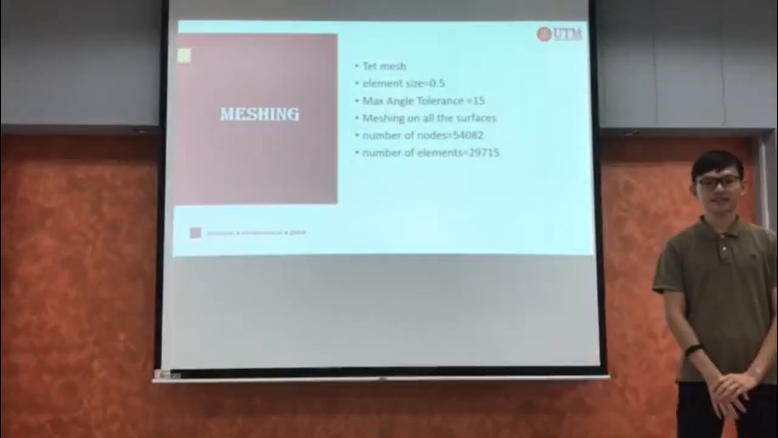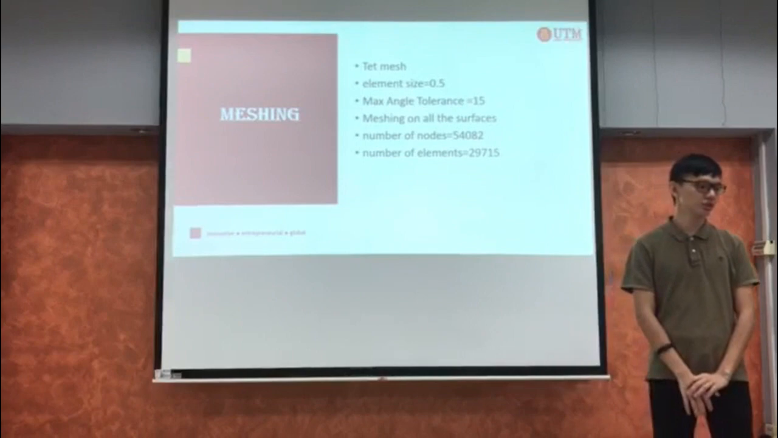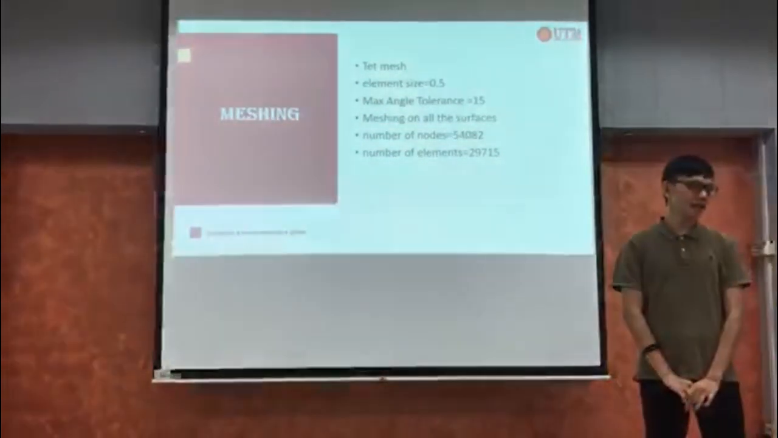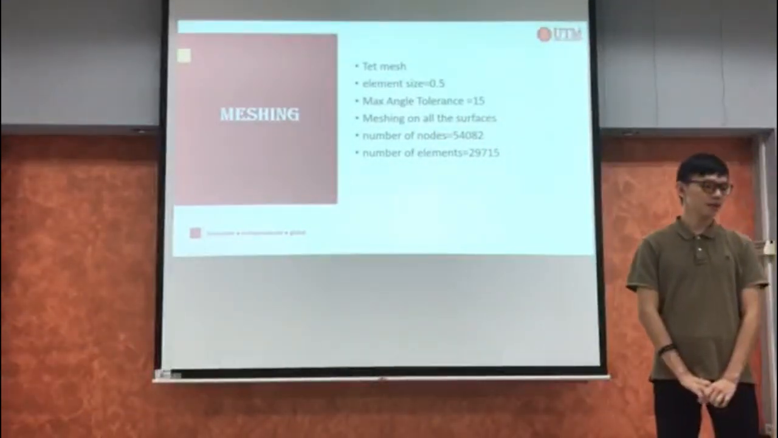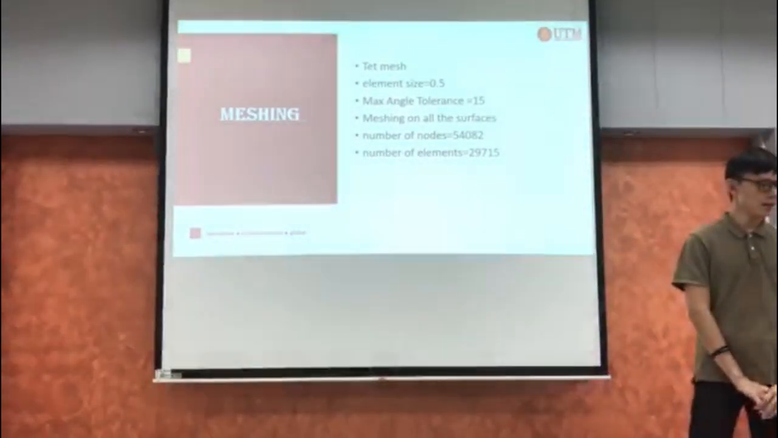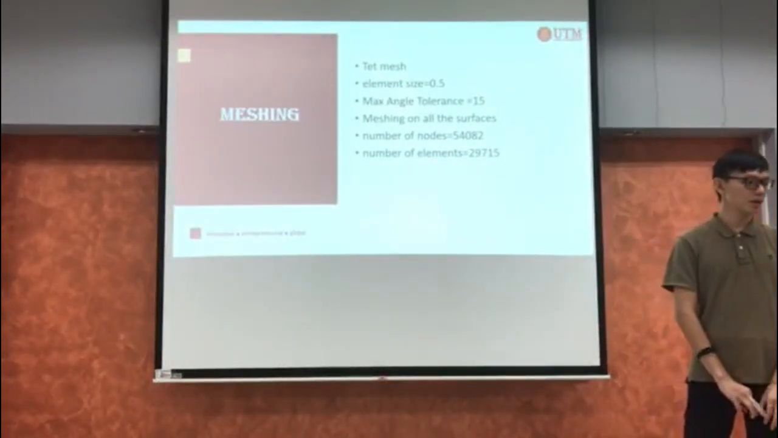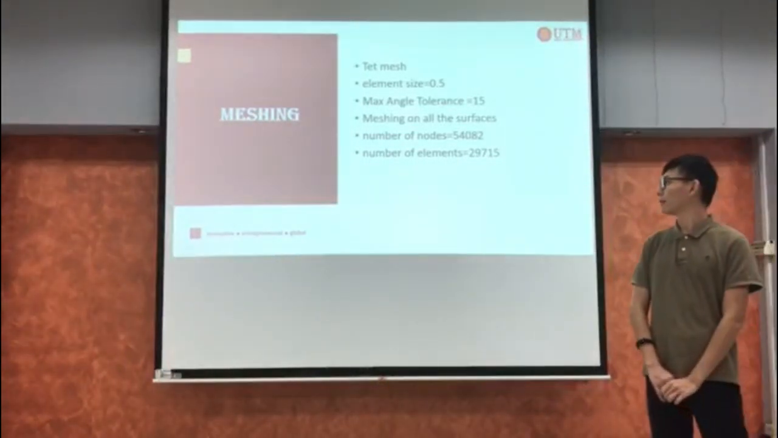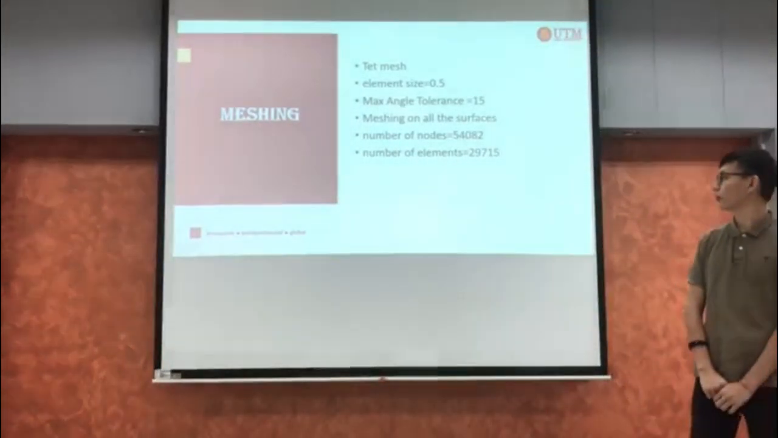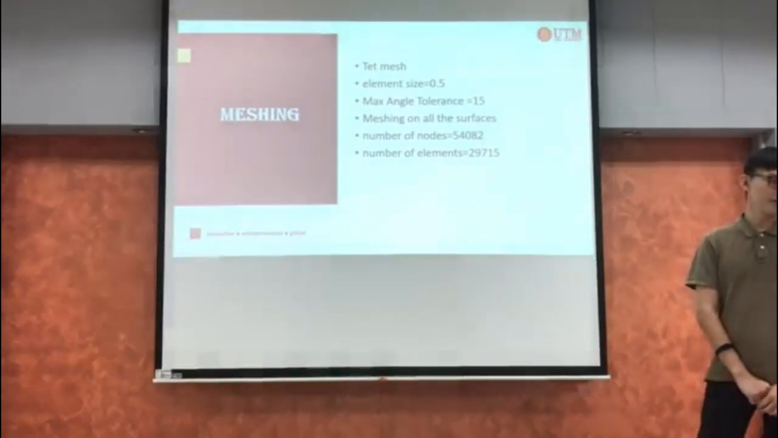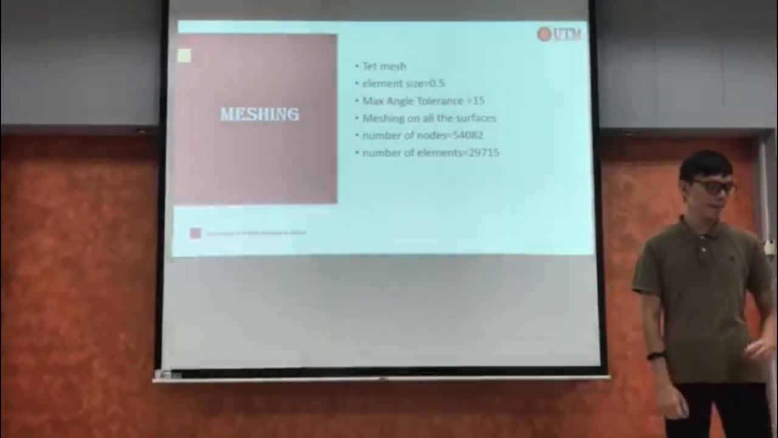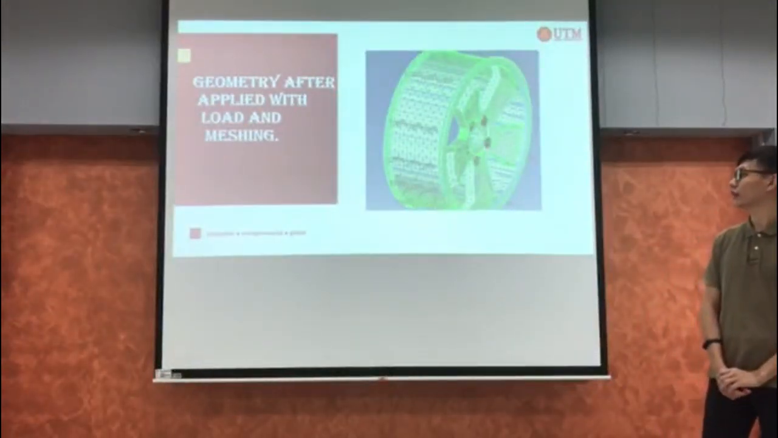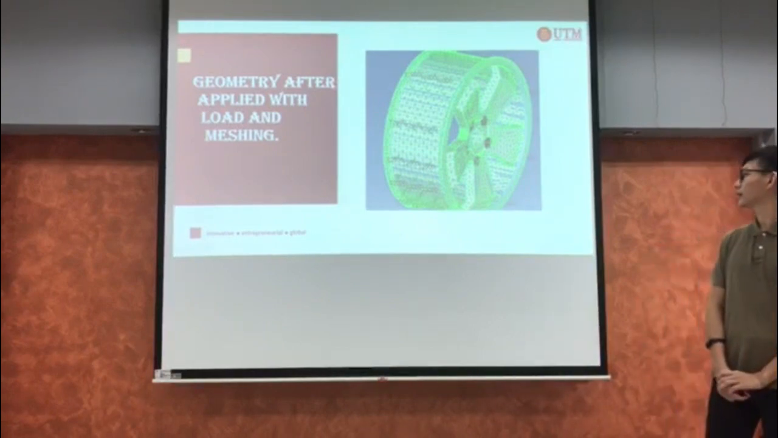So before we start analysis, we should do the meshing first. The mesh we use is that mesh. The element size is 0.5 and the mesh angle coordinates is 15. And after we mesh all the surface, we found out that our number of nodes is 54082 and our number of elements is 29715. So this is how the geometry turned out after we apply the force and meshing.